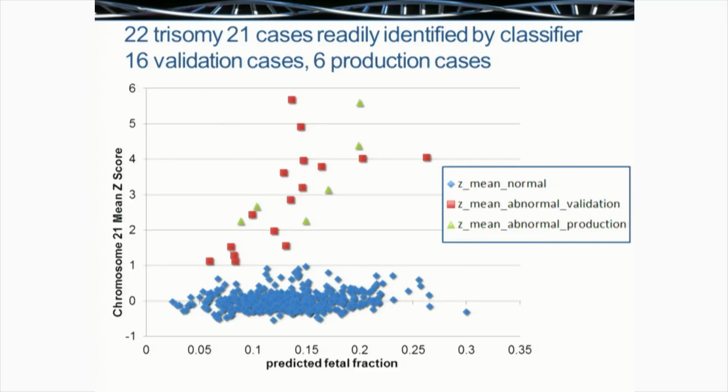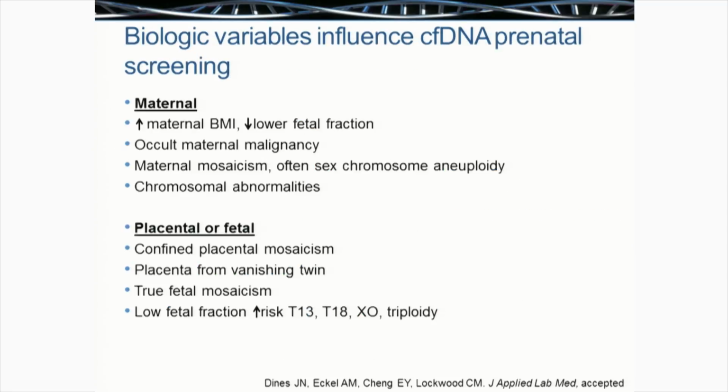Looking at what that data is, relative to the predicted fetal fraction and the chromosome 21 mean Z-score. The cases that are the red squares versus the green triangles were our validation cases relative to our production cases. So you can see some of those Z-scores are pretty low. And that's why we're doing, again, our second statistical test to know if we have an abnormal. We have not yet had a case that was confirmed to be a false positive for trisomy 21.